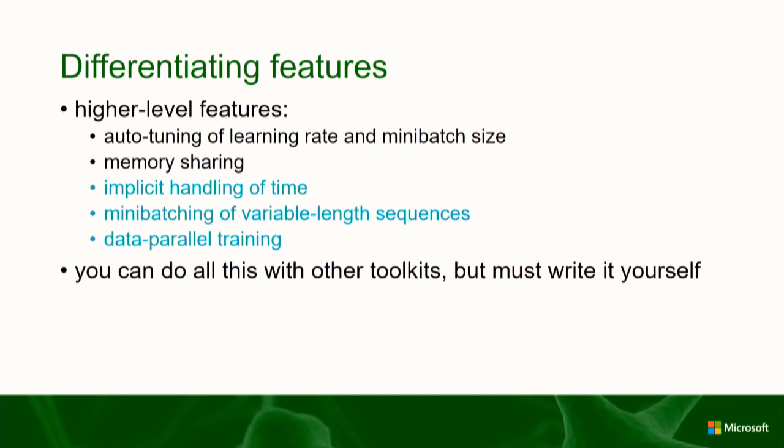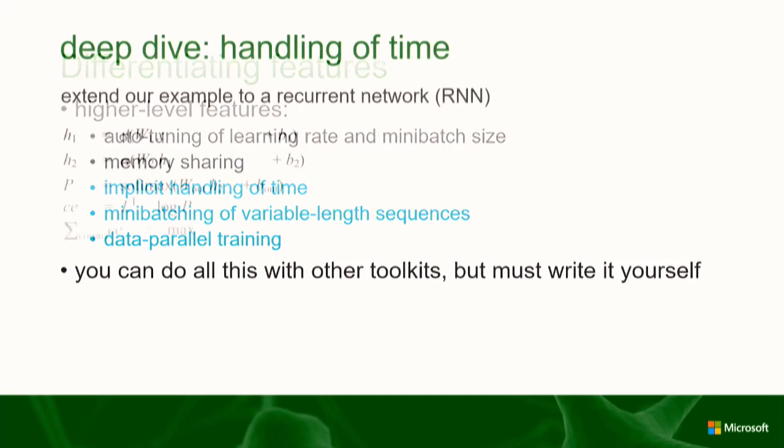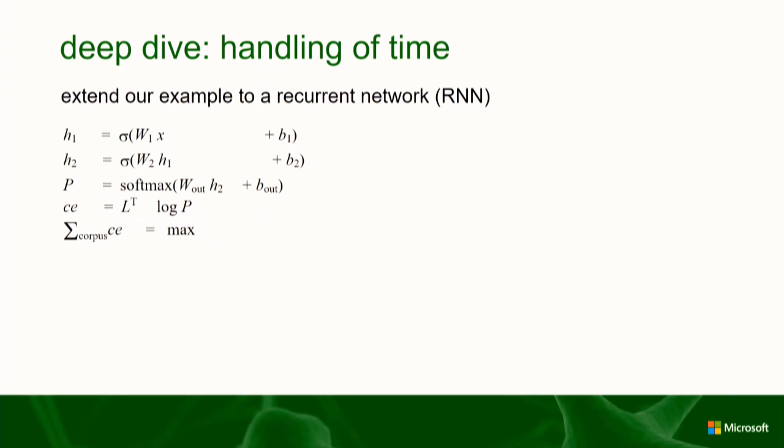Okay, so to talk about how we differentiate against the other toolkits, I want to talk a little bit about handling of time, which is an important thing for recurrent neural networks. How many of you are familiar with recurrent neural networks? Great. So if you have played around a bit with it, you'll know that dealing with recurrence can be pretty ugly in some of the other toolkits. Hopefully at the end of these few slides, you'll see that it doesn't have to be that ugly.